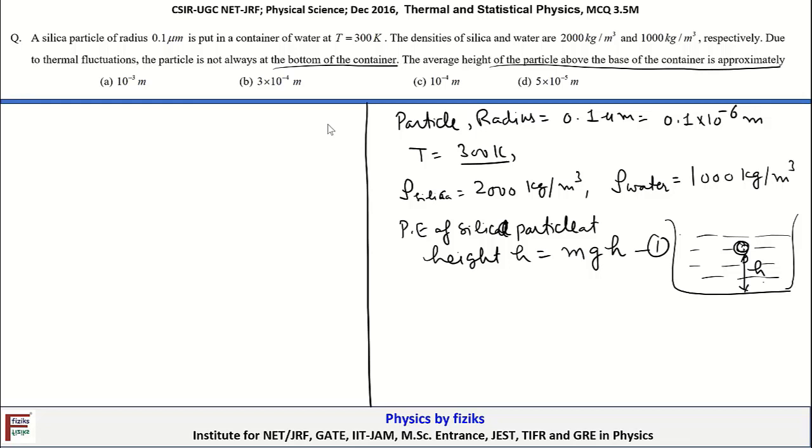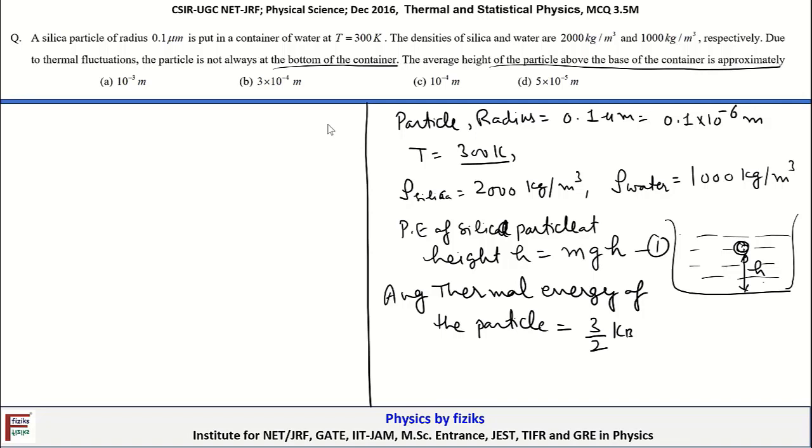Now due to the temperature T, the average thermal energy of the particle is equal to 3/2 kBT. It's 3/2 kBT because the particle is free to move in all three different directions. The average height acquired by the particle depends upon the amount of this energy, so we can obtain the height by simply comparing equation 1 and 2.